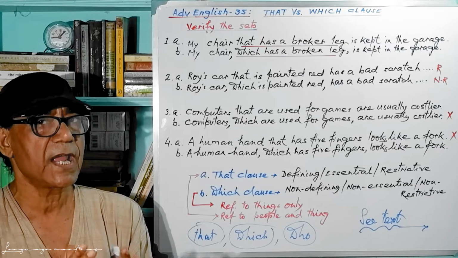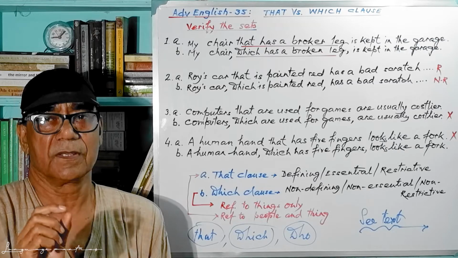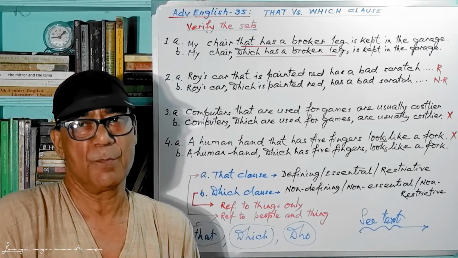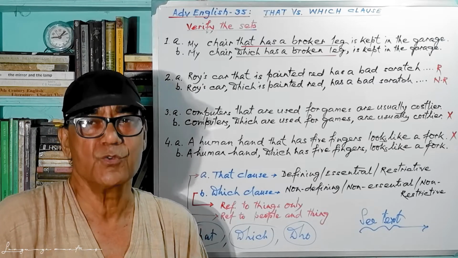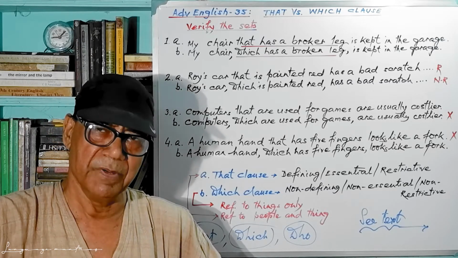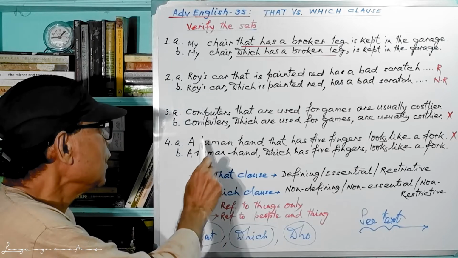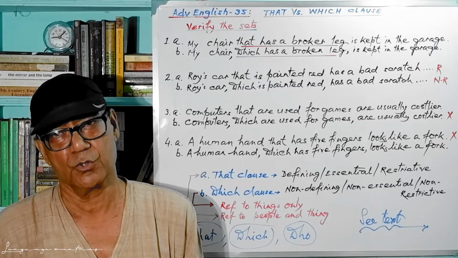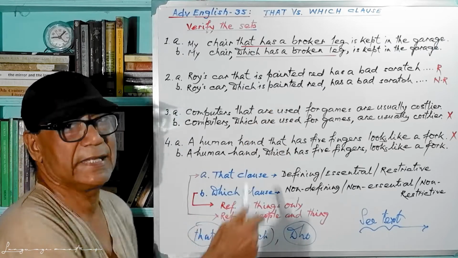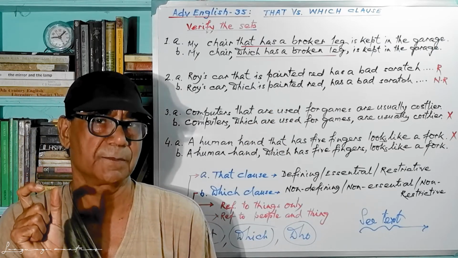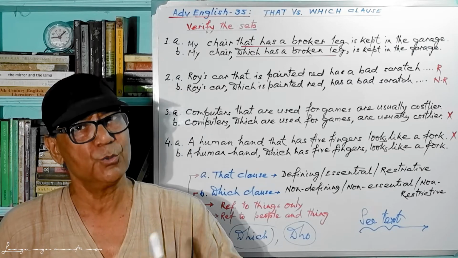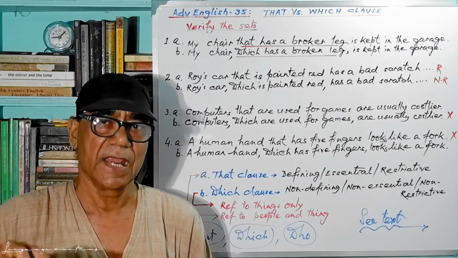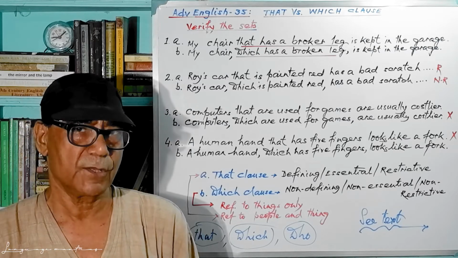Only a particular type of computers is used for games. But all types of computers are not used for games. There are different purposes. Here, computers which are used for games, it means all computers are used for games. So try to be specific. When you use that, when you use which, you try to make some sense. Use your mind and see the difference. Come to the fourth set.